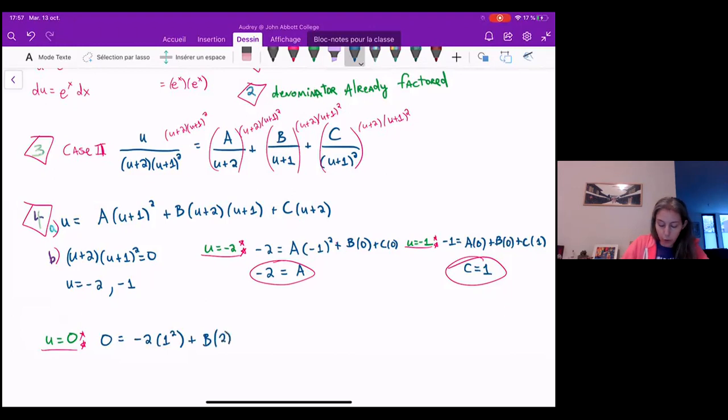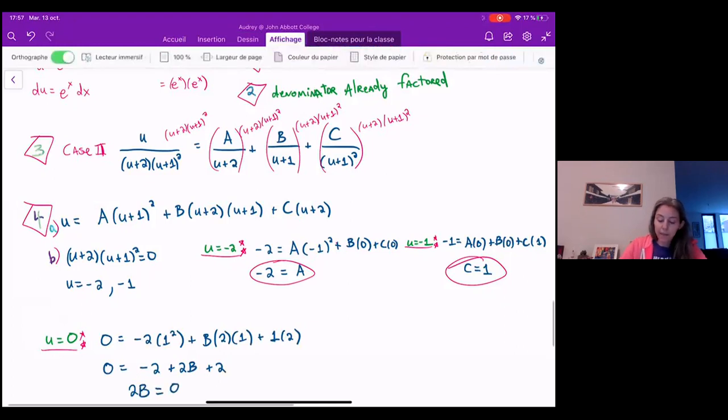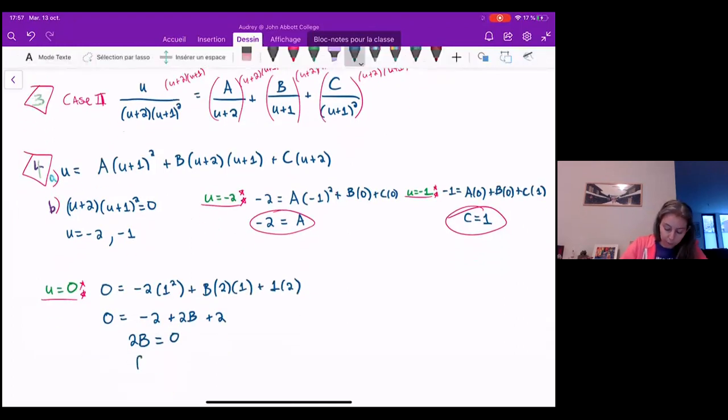0 plus 2 is 2. 0 plus 1 is 1. Plus c was 1. 0 plus 2 is 2. So 0 is equal to negative 2 plus 2b plus 2. 2b is equal to 0, and b is equal to 0.